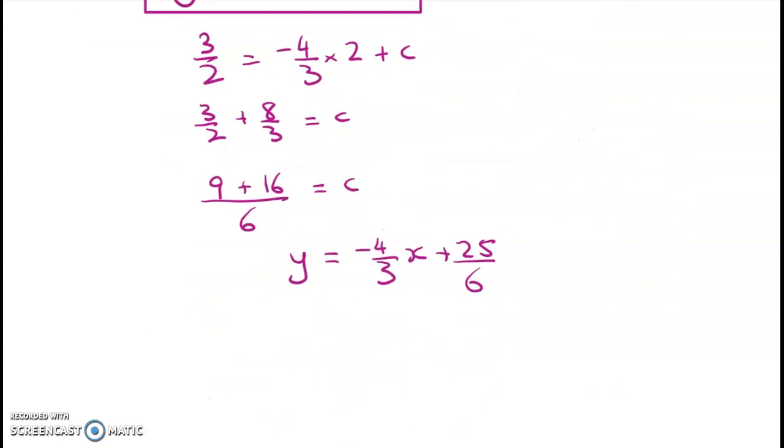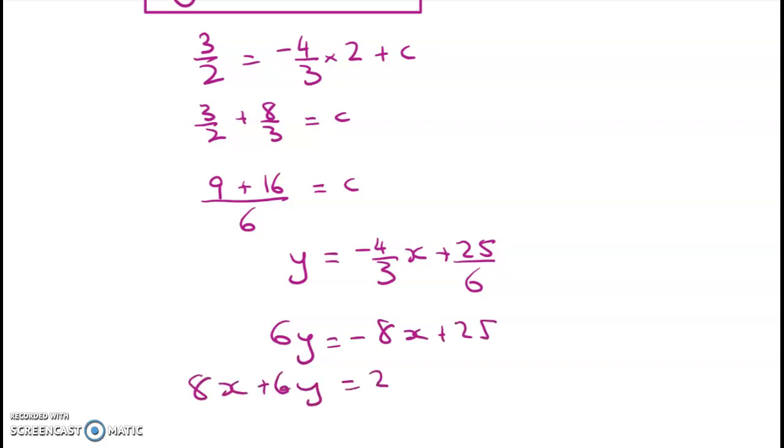I don't like leaving it like that. I'm going to shove everything into a common denominator. I'm going to times through by 6. I'll get 6y is equal to negative 8x plus 25. And then that gives me 8x plus 6y is equal to 25.